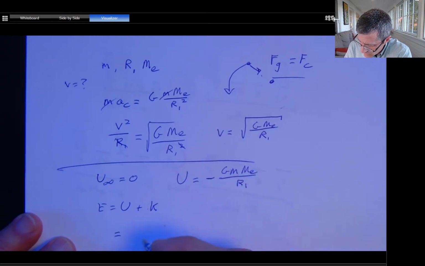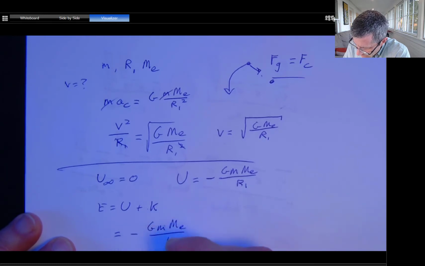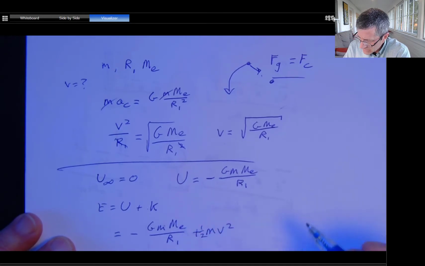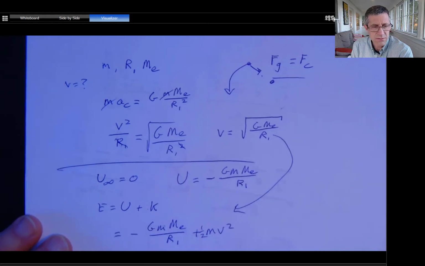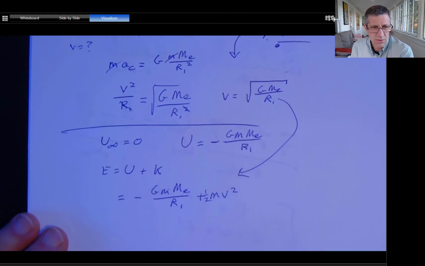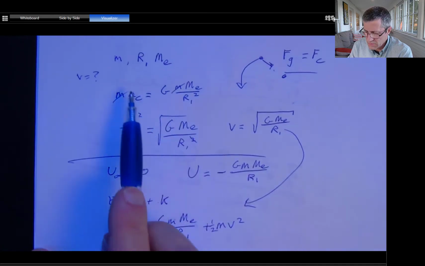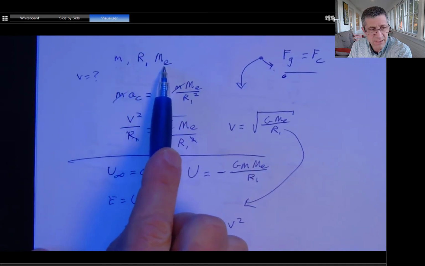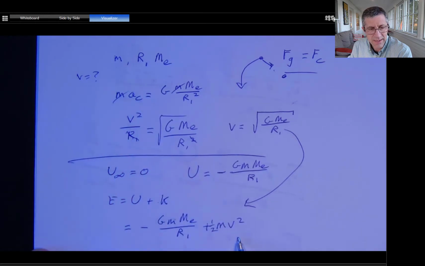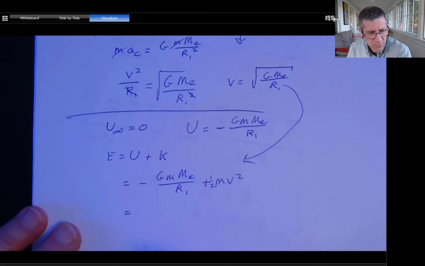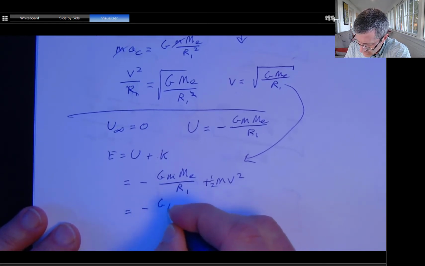So this is going to be equal to negative G M_E over R1 plus 1/2 m v squared. So what's v? This, right? So I'm going to use the velocity from my previous equation. So I have to get this in terms of mass, R1, mass of the Earth. Velocity is not included in that, so I can't stop here. Right, so I'm going to keep going for a little bit, and I'm going to hope this simplifies a little bit and doesn't get too ugly.